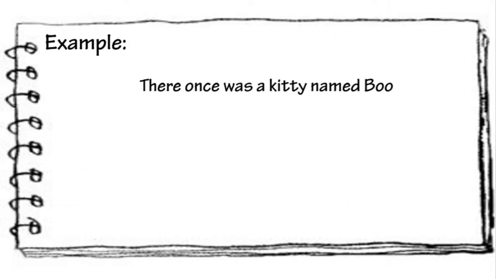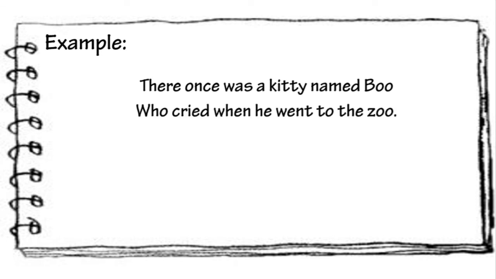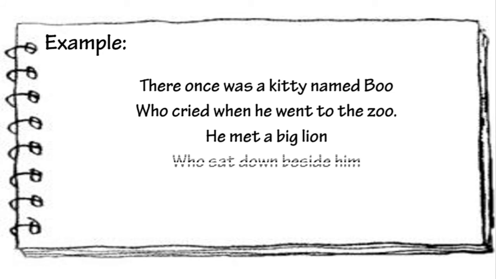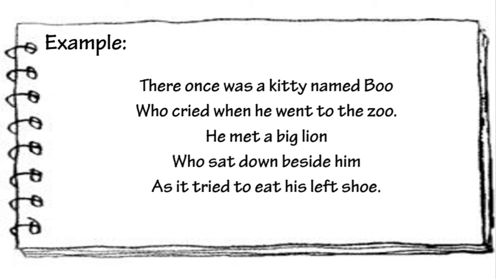There once was a kitty named Boo, who cried when he went to the zoo. He met a big lion, who sat down beside him as he tried to eat his left shoe. In this example, I used 8, 8, 6, 6, 8 syllables. You can create your own limerick poem without literally following the 8, 8, 5, 5, 8 pattern, as long as the first, second, and last line have the same syllables, as well as the third and fourth.